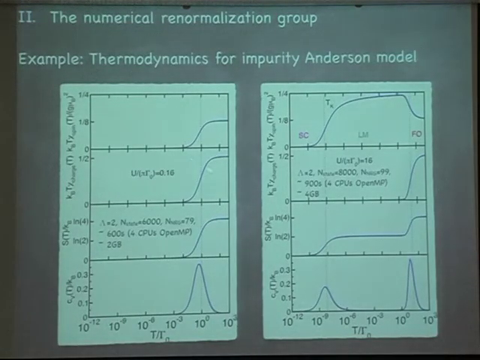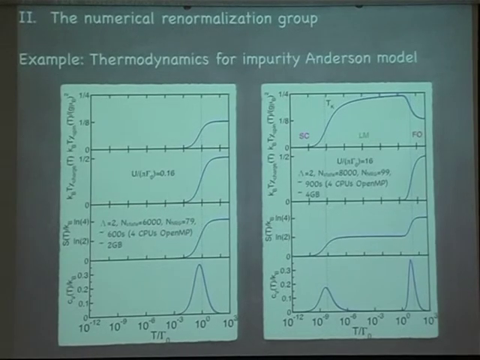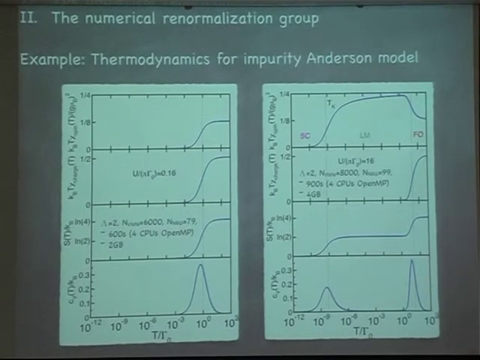So what's the result? Here's the thermodynamics for the impurity Anderson model. This is a small U, U over pi gamma naught. Remember, this was the magical factor: if this object is 1, things start to happen. It's 0.16. The calculation was done for a lambda of 2, which is reasonably close to 1.